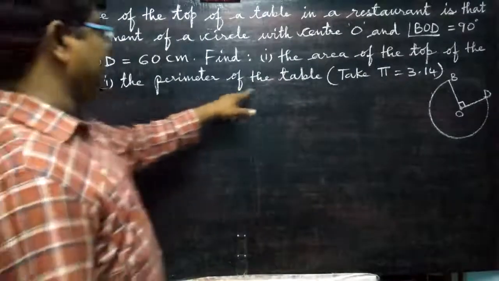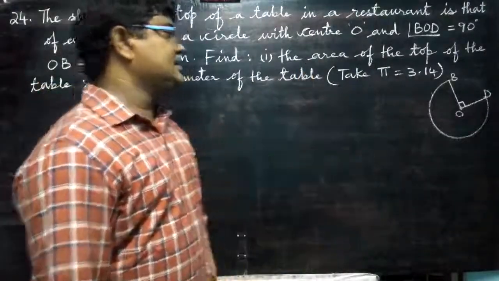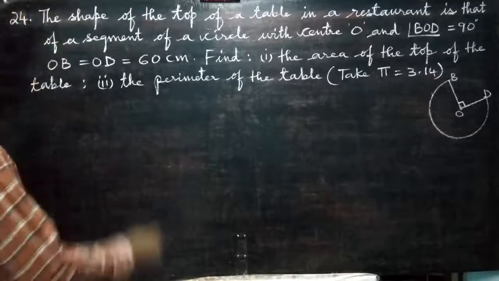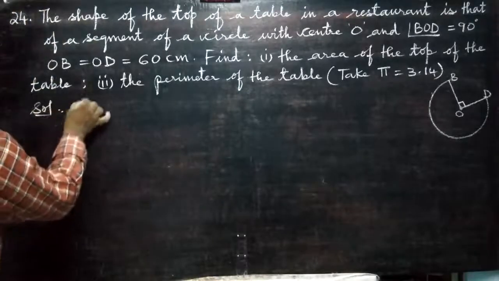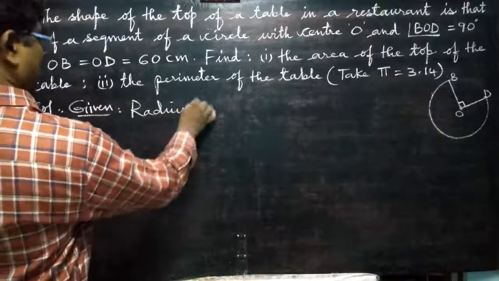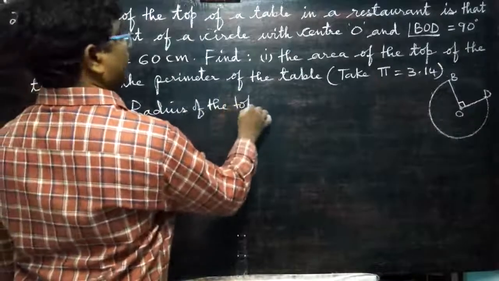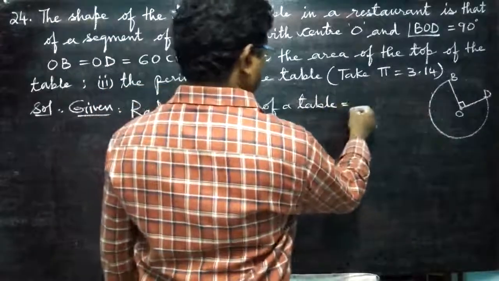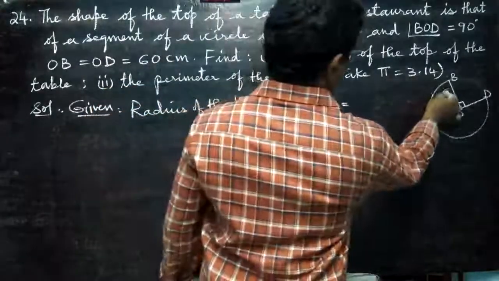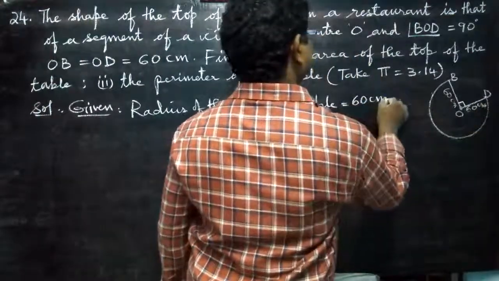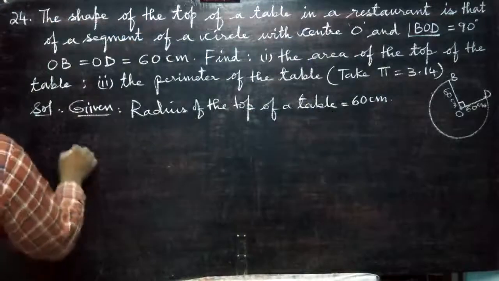Second one, the perimeter of the table. They told us to take pi as 3.14. Now all of you see. First find the area of a circle completely. So, solution. Given: the radius of the top of a table is how much they gave? 60 centimeters they have given. Radius. Now find the area.